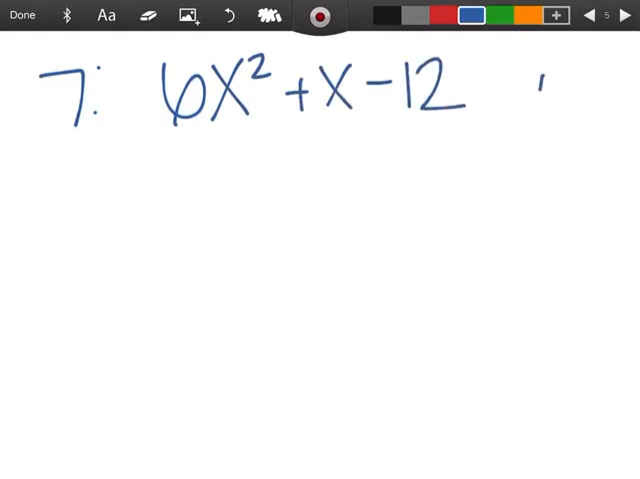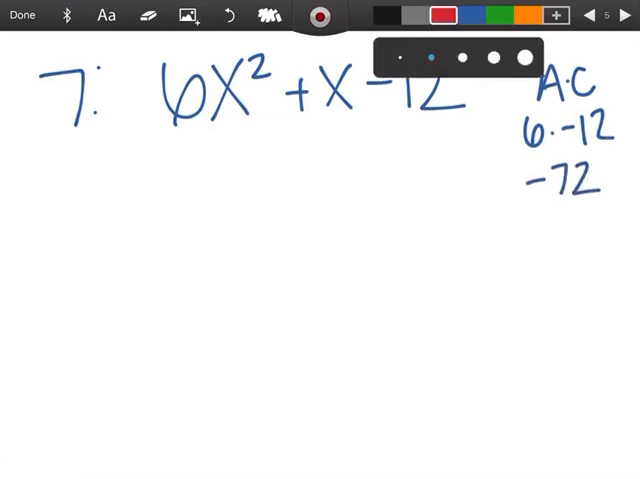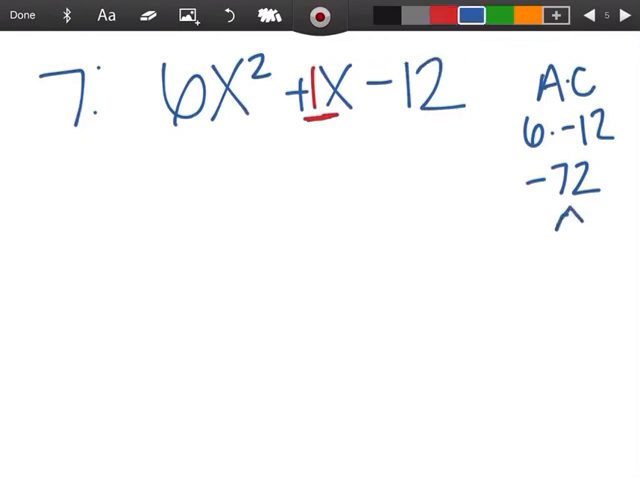So let's try one more problem. We've got 6x squared plus x minus 12. So A times C is 6 times negative 12, which is negative 72. So what is the coefficient in front of the x? If I was in class, I would wait for your answer, but technically there's a 1 right there. So I'm looking for two numbers that multiply to be negative 72 and add up to be positive 1.